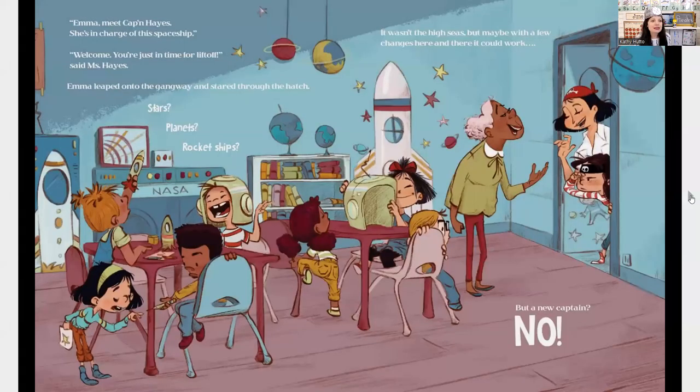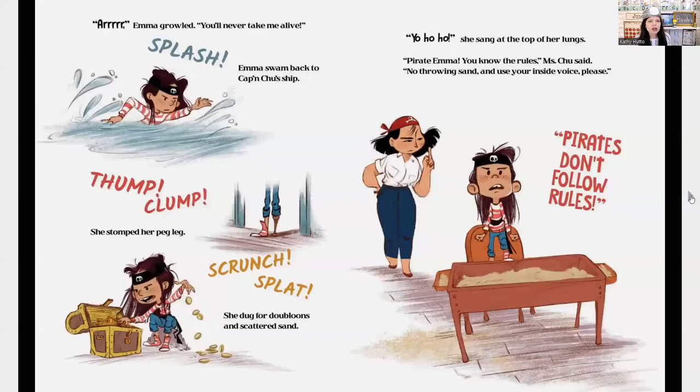Emma, meet Captain Hayes. She's in charge of this spaceship. Welcome. You're just in time for liftoff, said Miss Hayes. Emma leaped onto the gangway and stared through the hatch. Stars? Planets? Rocket ships? It wasn't the high seas. But maybe with a few changes here and there, it could work. But a new captain? No. Arr, Emma growled. You'll never take me alive. Splash. Emma swam back to Captain Chew's ship. Thump, clump. She stomped her peg leg. Scrunch, splat. She dug for double loons in scattered sand. Yo, ho, ho, she sang at the top of her lungs.